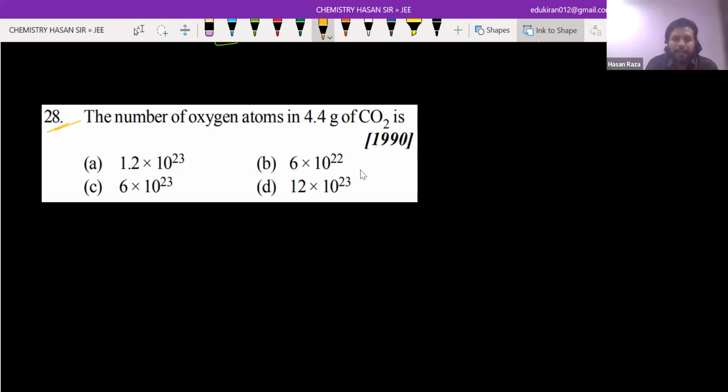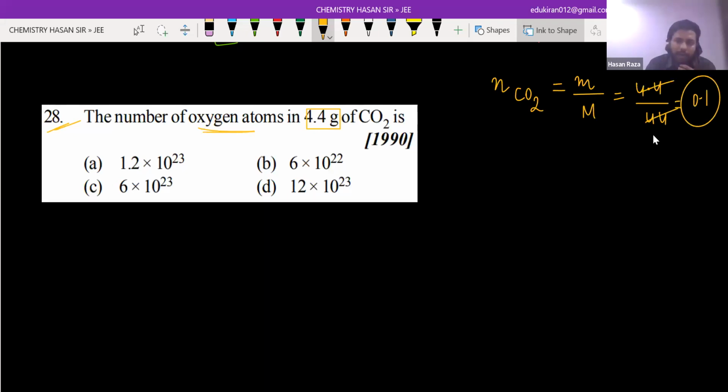Okay, see, if you want to calculate the number of atoms or number of molecules, you need to calculate the number of moles. Number of moles has three formulas, but here mass is given, so we use given mass upon molar mass. Given mass is 4.4 gram and molar mass is 44 gram, and it cancels to 0.1. So this is 0.1 mole.